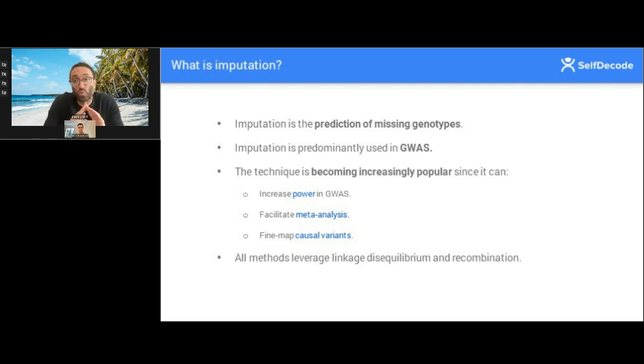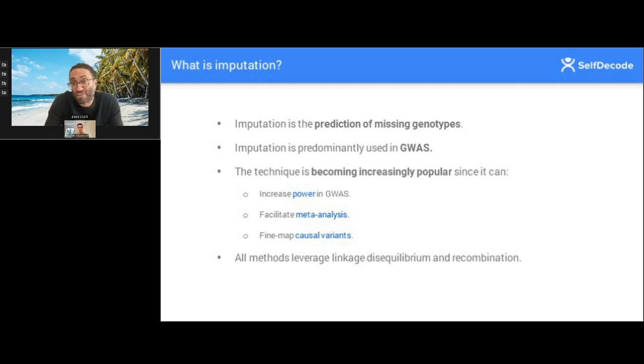So this is really, really popular in GWAS. If it wasn't for this, GWAS would simply not be as powerful as it currently is. And it's increasing in popularity for many reasons. One, as we'll discuss, it increases power in GWAS. It allows you to do meta-analysis, where you take results from multiple different GWAS and combine them to get a boost in power. And finally, it involves fine mapping of causal variants, right?